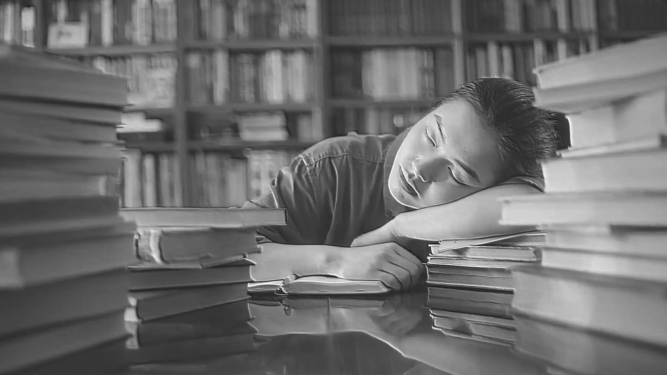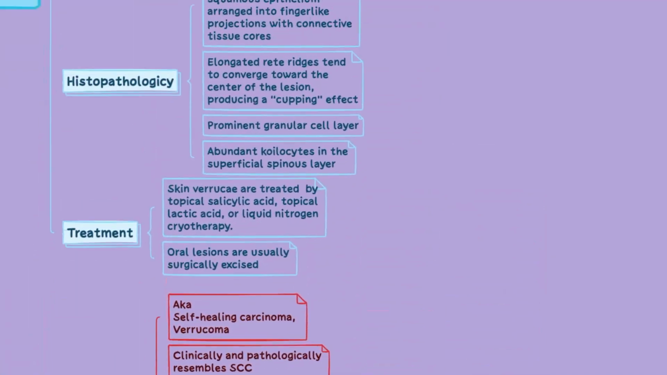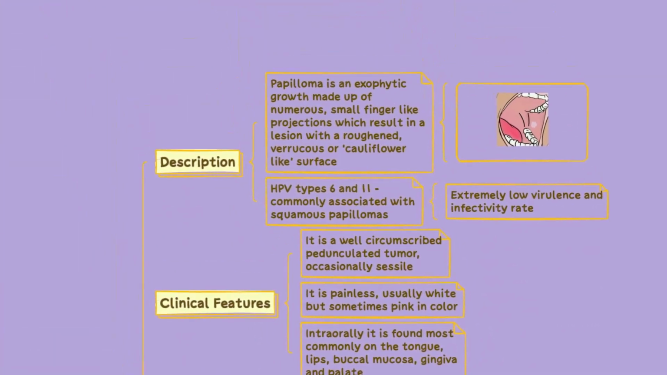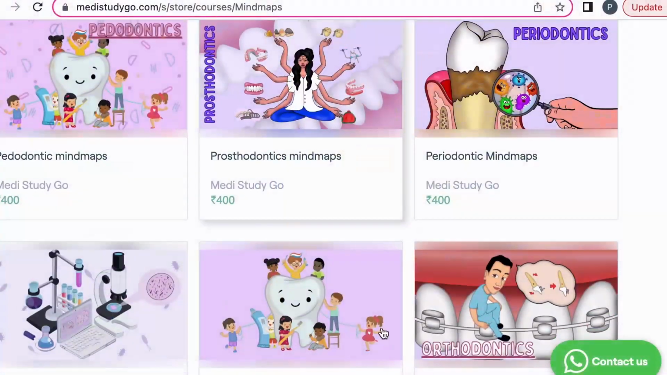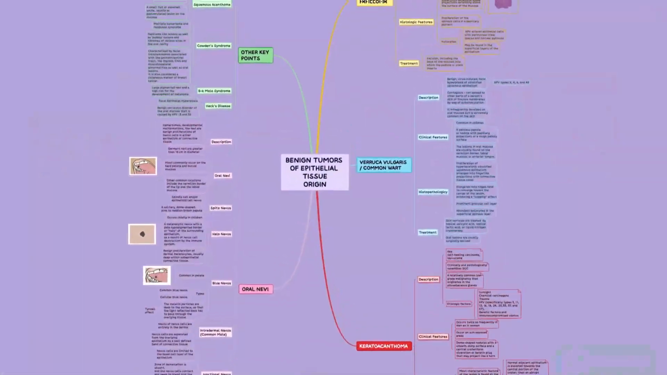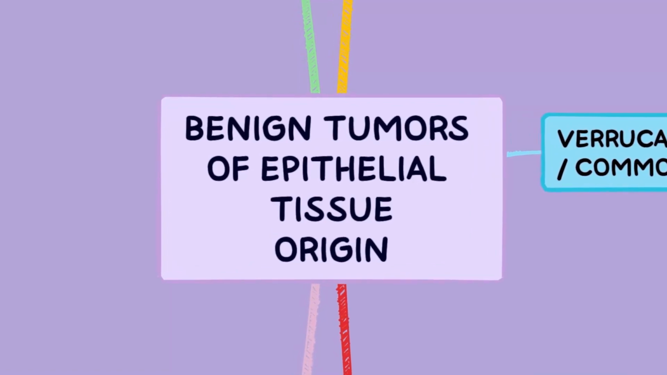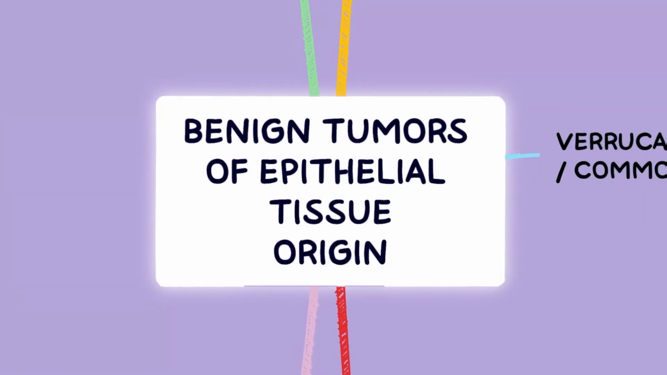Say goodbye to monotonous books and say hello to colorful interconnected mind maps. In this series, we will quickly help you revise important concepts with the help of mind maps, which you can access later using our app. In this video, we will revise important topics of benign lesions of the oral cavity.